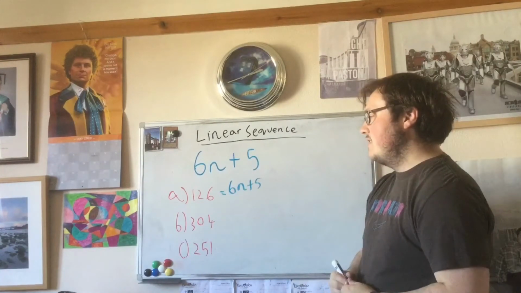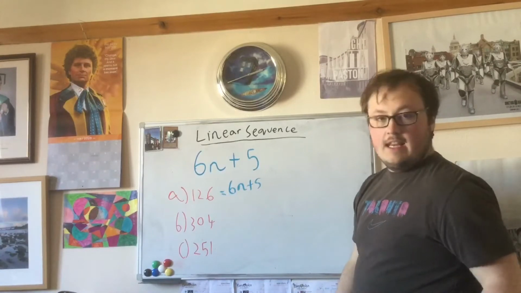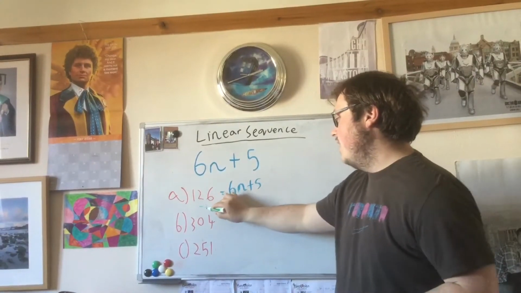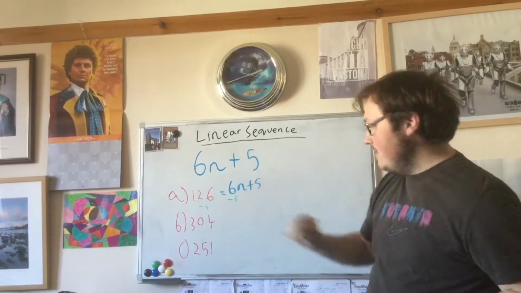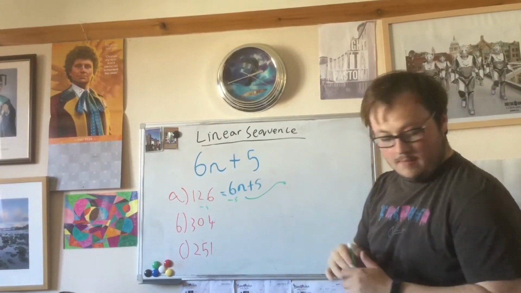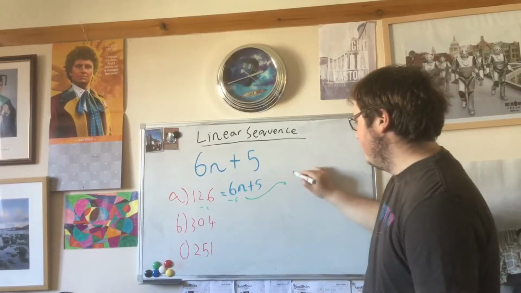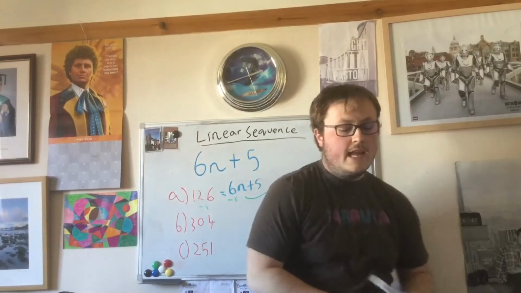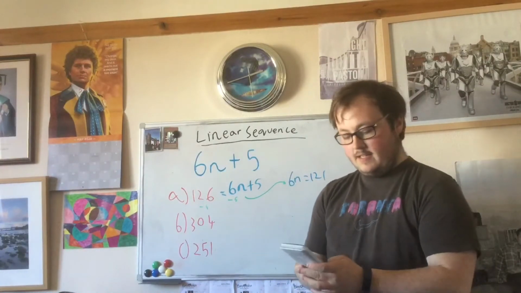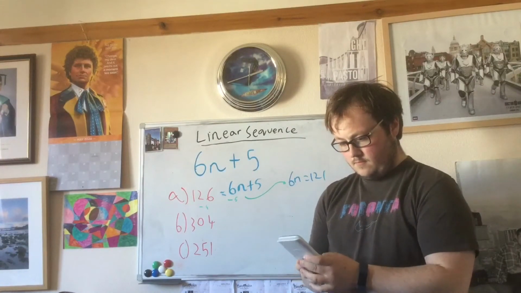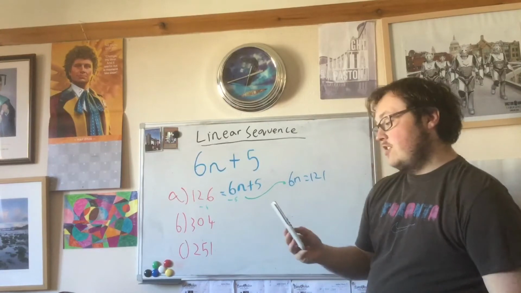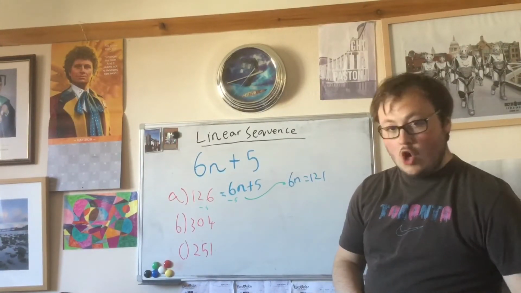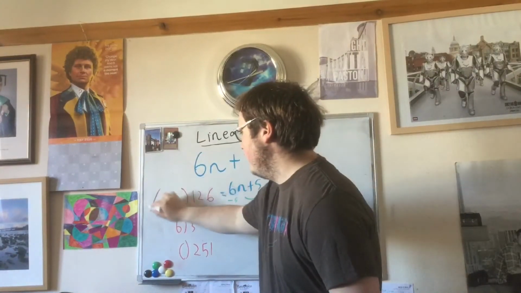So 126 equals 6n plus 5. Let's start by balancing by minusing 5 on both sides. So once you've done that, you'll end up with 6n equaling 121. Now you divide 121 by 6, and you will get a fraction, not a whole number. So this number is not in the sequence.